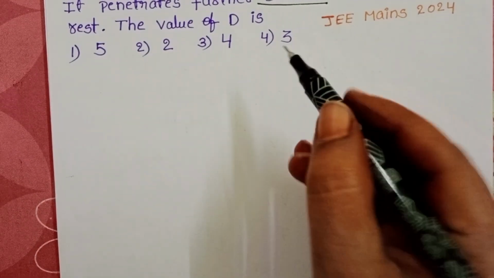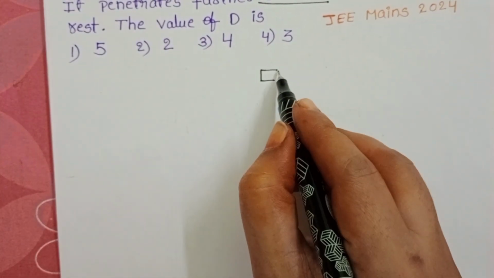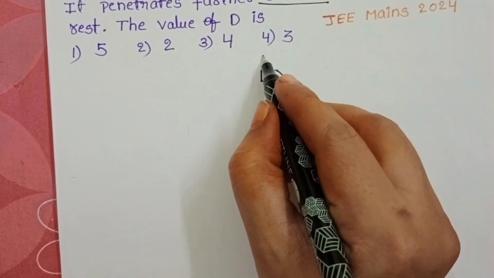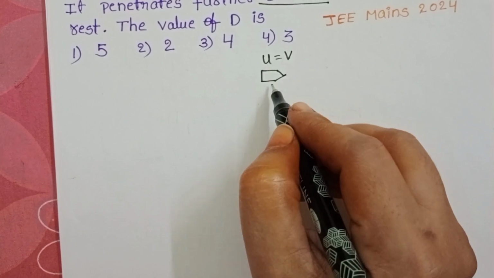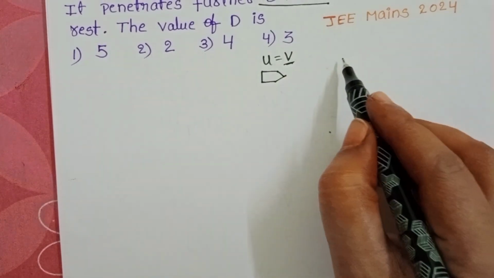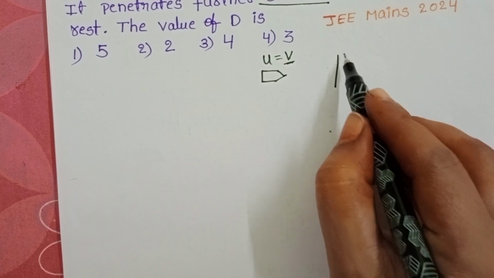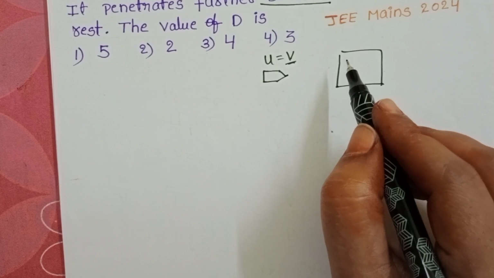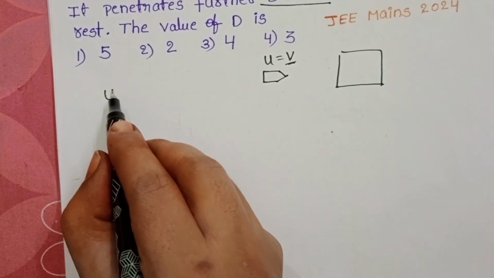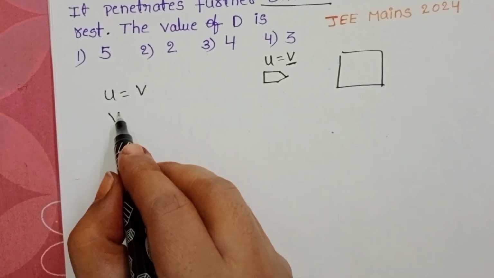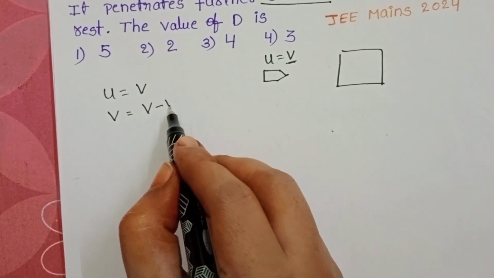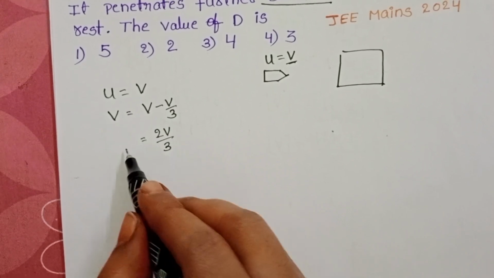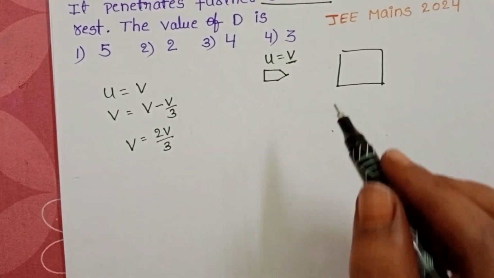In the given question, initially a bullet is moving with a certain velocity. Here we don't know the velocity of the bullet. Let it be v. Initial velocity of the bullet v. And after penetrating into a fixed target, the velocity of the bullet reduces by 1/3. Initial velocity v and final velocity is v minus v by 3. Then it becomes 2v by 3. So we know initial velocity and final velocity of the bullet.